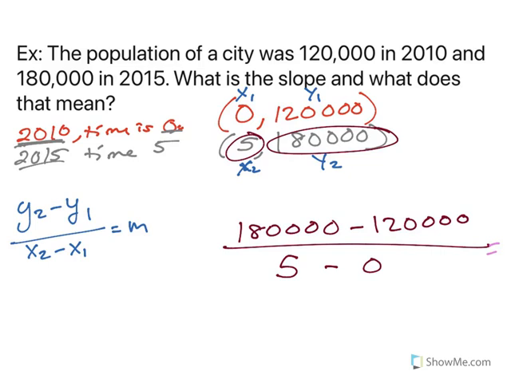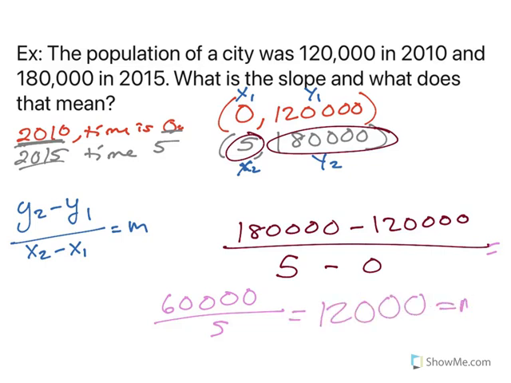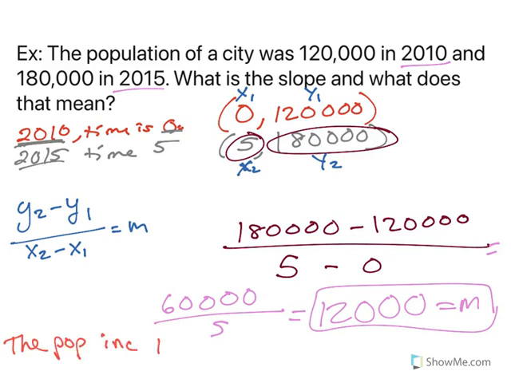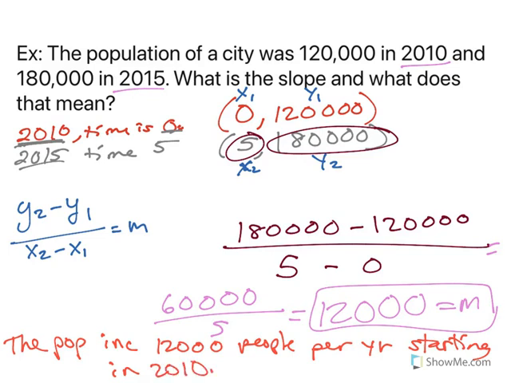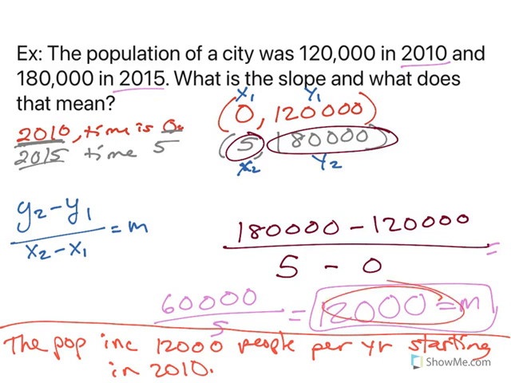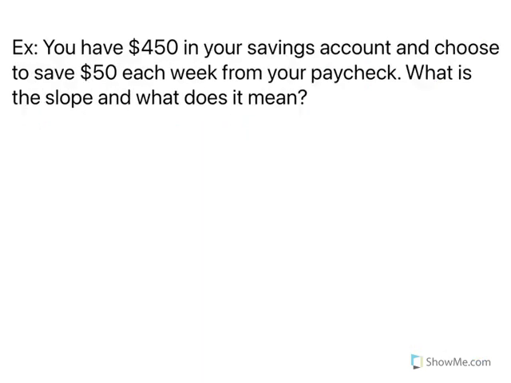Okay, so let's go ahead and subtract. 180,000 minus 120,000 is 60,000, and 5 minus 0 is 5, which gives 12,000. So this is our slope. Now, what does that mean? Well, our population is increasing, right? So the meaning of this is that the population increased 12,000 people per year starting in 2010. 2010 was time 0, right? That's when it started. So it's really important that if you're giving your sentence of what this means, you include that. You can't just forget about it and say it doesn't really matter. You want to say we started in 2010, so the population increased this much per year since 2010.